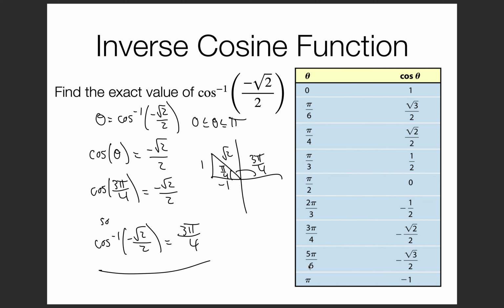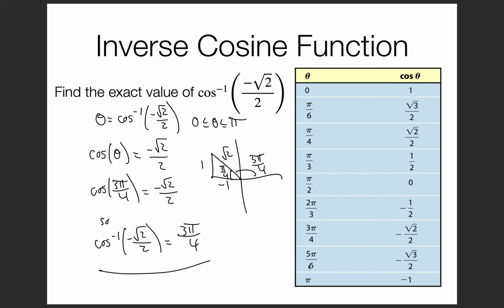I have on the right a nice table that's going to help us solve this, but I'm not actually going to use the table because I'll assume that you won't have the table during other times, but I know you will. That's a side note. Anyway, cosine inverse of negative square root of 2 over 2.